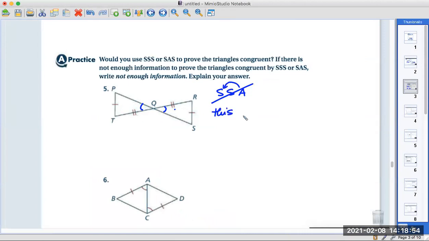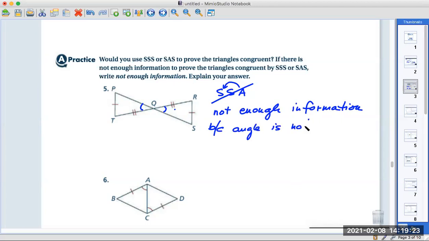So it's not enough information, because the angle is not included, or in between, the sides.